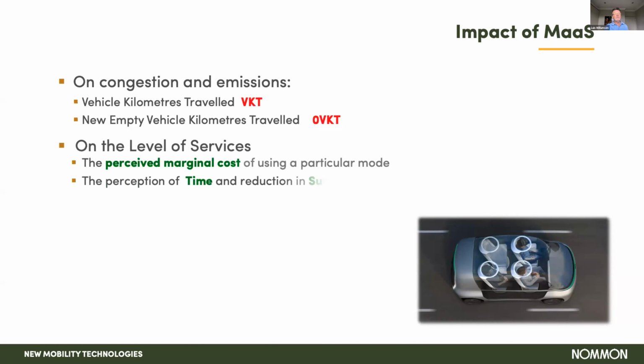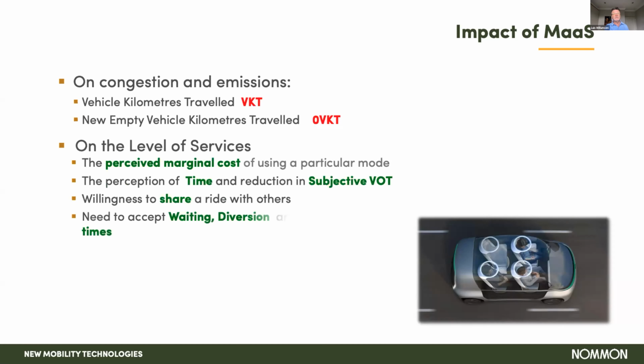And in terms of the level of service, we're interested in the perceived marginal cost of using a particular mode, because that perceived marginal cost of using your own car is very low. You only perceive fuel costs and a little bit more, whereas if you're using Uber or Lyft, you have to pay for the whole thing, including the driver. Now, the driver disappears with connected and autonomous vehicles, and that's a challenge. Cabs will reduce the cost of mobility as a service dramatically.